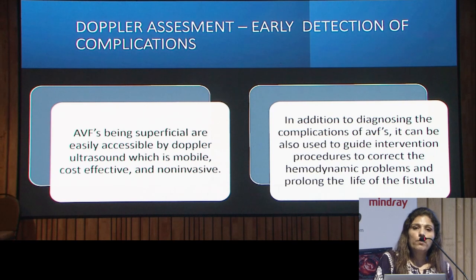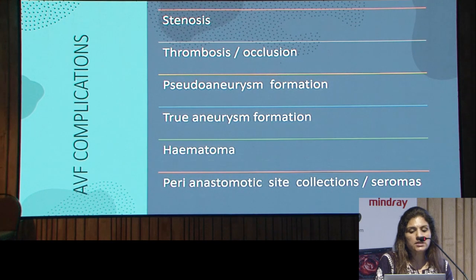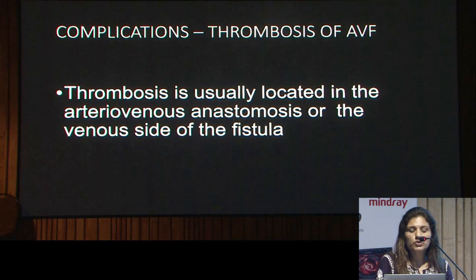So another important thing is Doppler for early detection of complications. Because AV fistulas are superficial, they are very accessible by Doppler, and hence it is important that we identify. Not only identifying, but it also helps in guiding the surgeon about the curative procedure, what can be done. So these are the commonest types of complications of AV fistula we come across: stenosis, thrombosis, occlusion, pseudoaneurysm, true aneurysm formation, hematoma, perianastomotic leak, site collection, seromas.